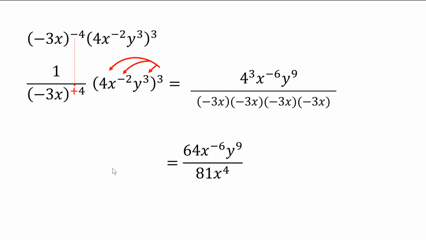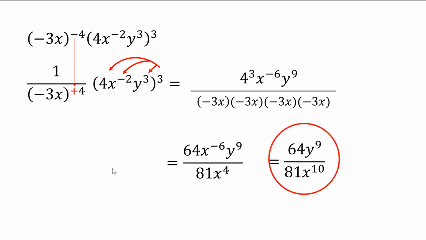And you can subtract negative 6 minus 4 and get negative 10 for the exponent on x. And you can put that in the denominator like this, where you'll have a positive 10 on the exponent in the denominator. Or you could have put it in the numerator and had a negative 10 on the x. But either way would be acceptable.